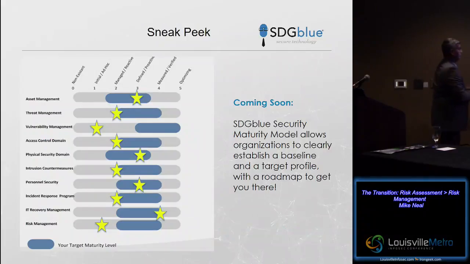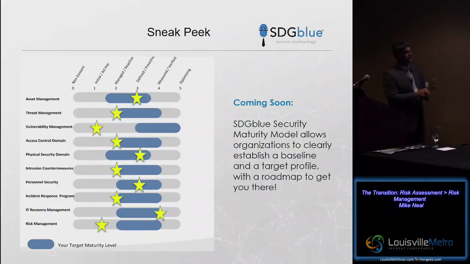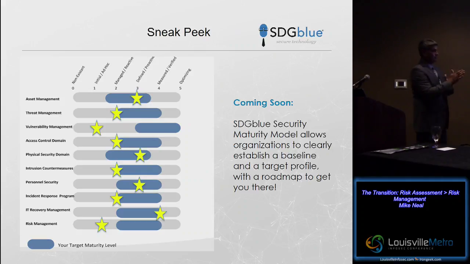This is a sneak peek. This is the first time I think this has been publicly presented, and it's just literally a sneak peek at this point. We kind of bounced around whether we were going to do this, but I decided to do it anyway. So SDG Blue is actually developing a maturity model which allows you to establish that baseline, set up a target profile, and then build that roadmap over time. It's being built to work with organizations where you're a teeny tiny 50-user organization or you're an enterprise class organization.